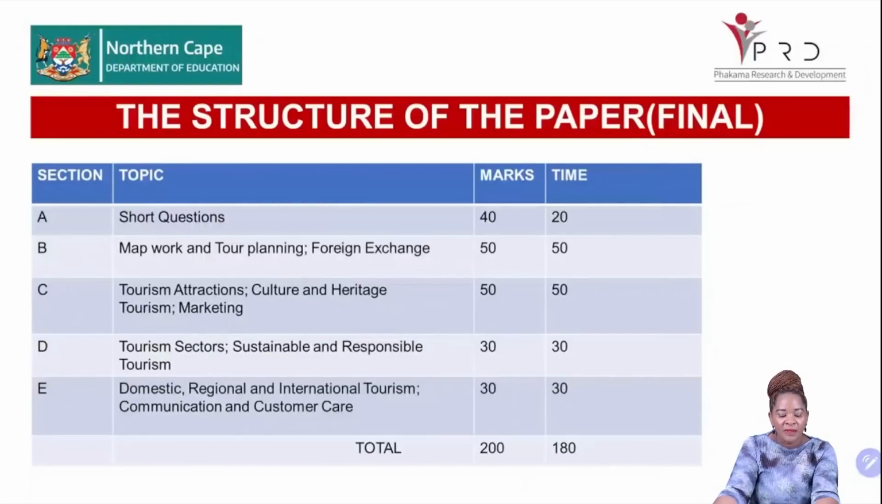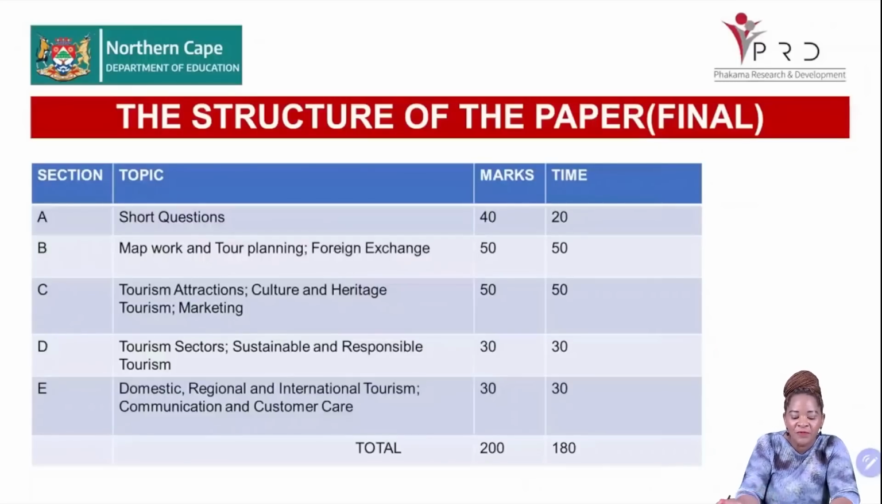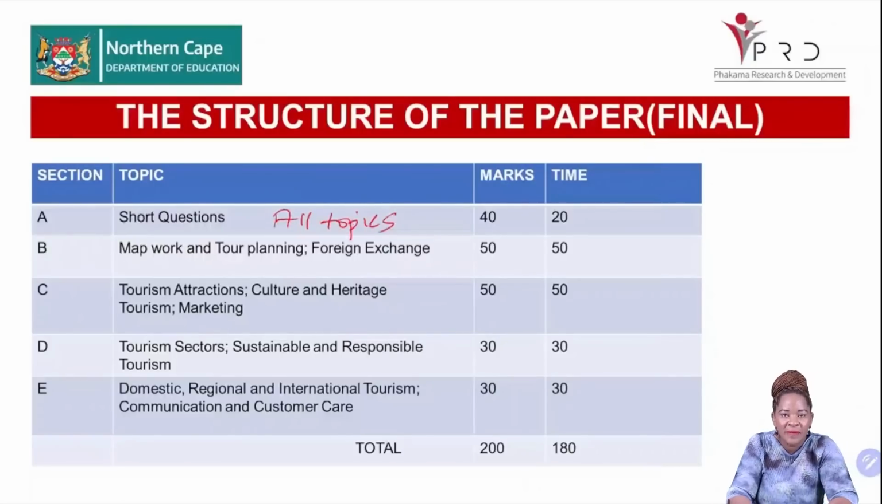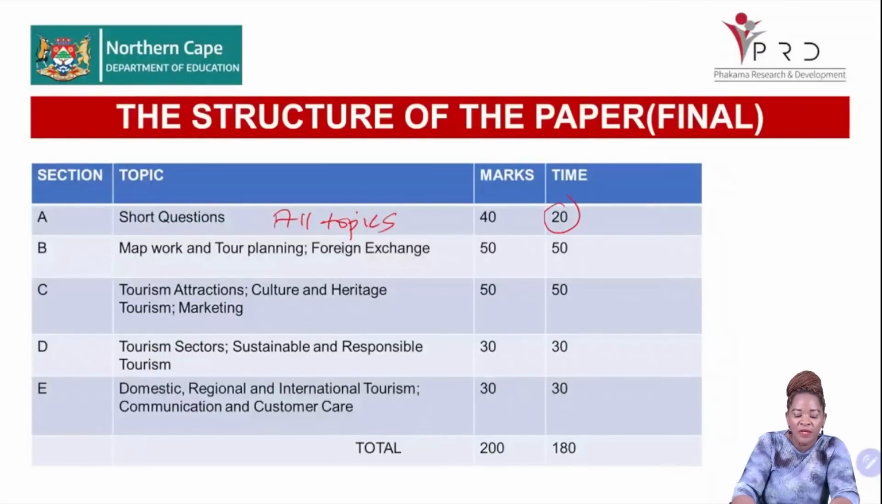Now, remember, we've mentioned 5 sections, and we also have the topics for each section. In section A, you have short questions, and those short questions are taken from all the topics. So it's going to be all topics here for 40 marks, and you must budget 20 minutes for section A. Section B is map work and tour planning, and also foreign exchange. And there are calculations involved there, guys. So you must budget your time wisely. The section itself carries 50 marks, and you must budget 50 minutes.